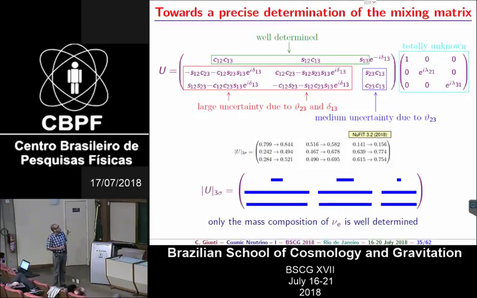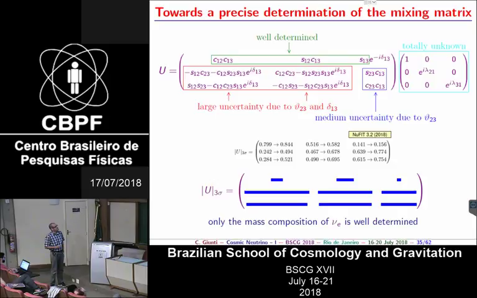So this is a picture of the unitary mixing matrix, with some notes about how well the different elements in the mixing matrix are determined. The size of the uncertainty is shown graphically here because it's difficult to read these numbers quickly. As you can see here, the first line, which is the electron line, has smaller uncertainties. So this is the best determined line in the mixing matrix. So we know in a reasonable way well the mixing of the electron neutrino with the three massive neutrinos.